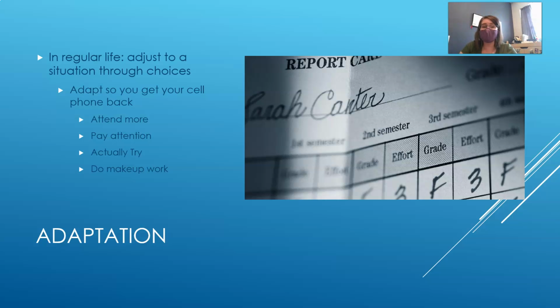If you had not been attending school, you could show up more often. You could pay attention. You could actually put your effort into class, or you could do the assignments that your teacher allows you to do that you hadn't done yet. So those would be adaptations in regular life, things that you choose to change to adjust to a situation that you face. And in nature, it's a lot less like that.